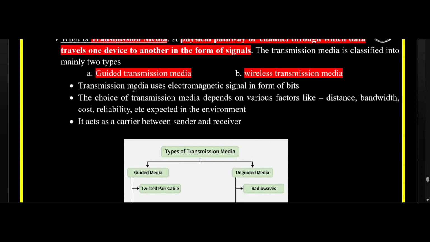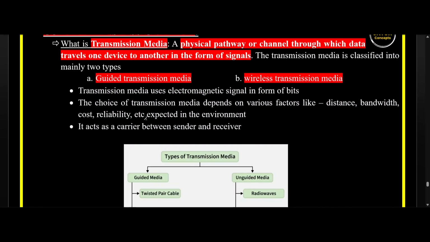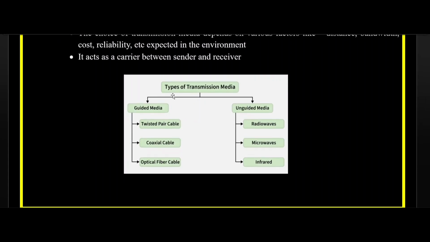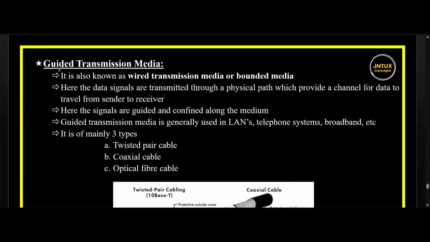A transmission media uses electromagnetic signals in the form of bits. The choice of transmission media depends on various factors like distance, bandwidth, cost, reliability, etc. expected in the environment. This transmission media acts as a carrier between the sender and the receiver. In this diagram, you can clearly understand the types of transmission media. We have guided media and unguided media, and further, guided media and unguided media are divided into respective types. So let's move to our topic.